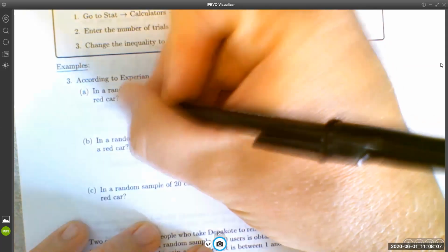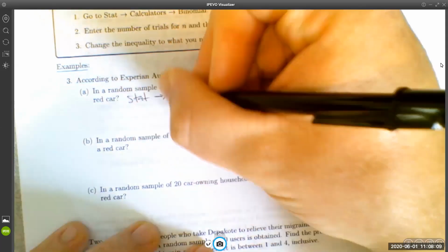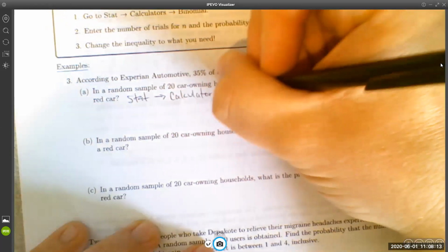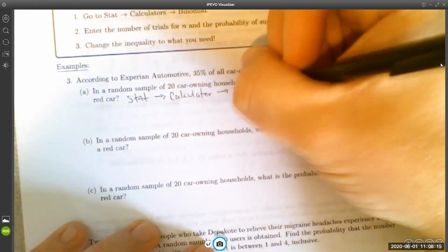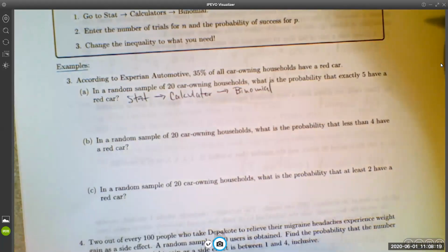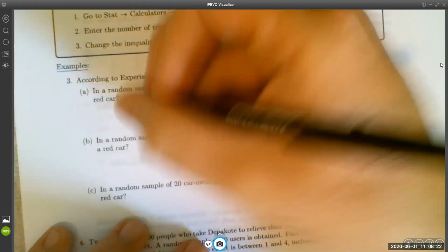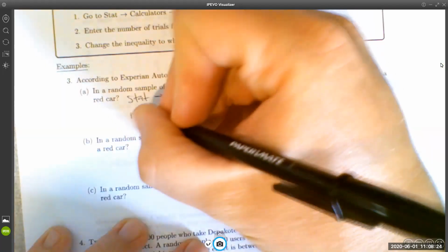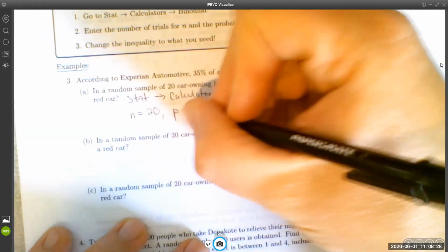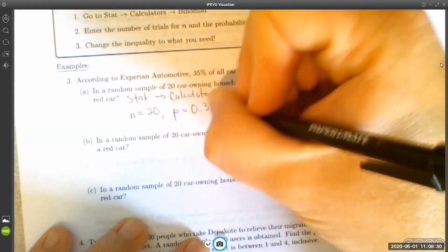I would want you to tell me where you go in StatCrunch to get your answer. Because if you get the wrong answer, I can still give you partial credit if you went to all the right places, okay? So write down Stat, Calculator, Binomial. When you get there, you're going to be prompted for the number of trials, which in this case we said was 20, and for the probability of success, which in this case we said was 0.35.